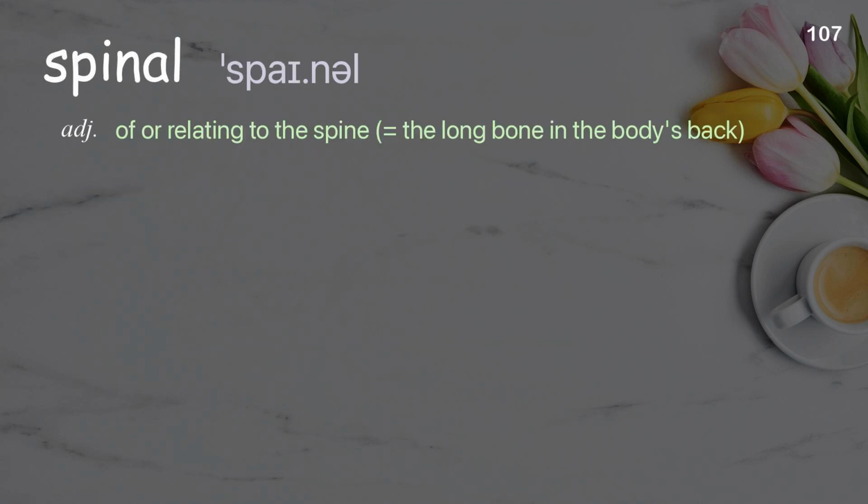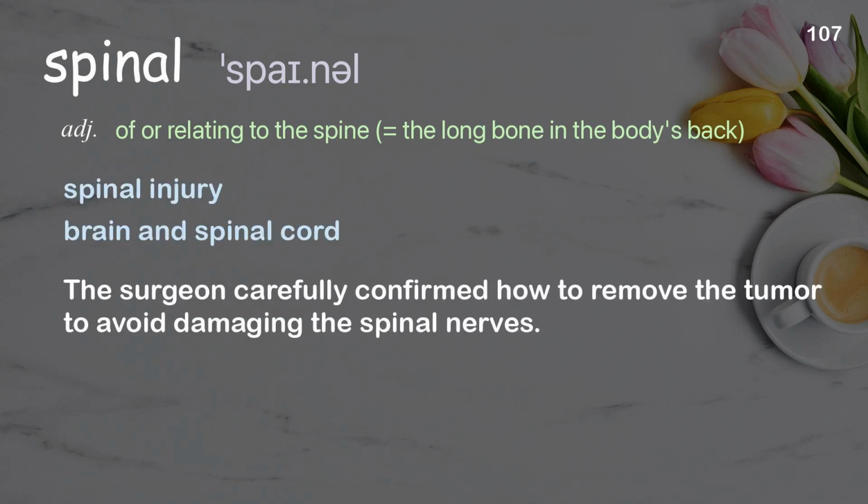Spinal. Of or relating to the spine, the long bone in the body's back. Examples: Spinal injury. Brain and spinal cord. The surgeon carefully confirmed how to remove the tumor to avoid damaging the spinal nerves.